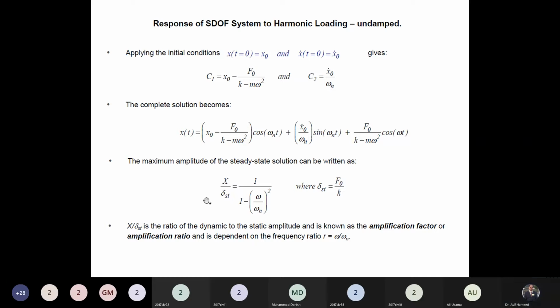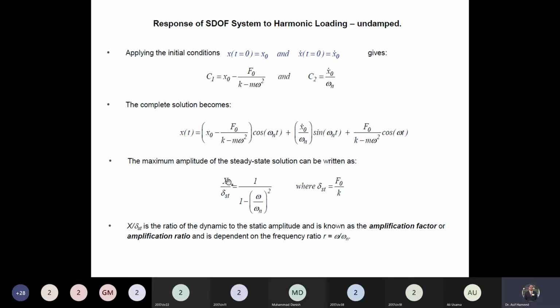If you remember, we defined the term delta ST. Delta ST is the equivalent static displacement because of the equivalent static force equal to F naught. F naught is the amplitude of the harmonic loading. And here, if we have the equivalent force, which is equal to the amplitude of the harmonic loading, the static displacement will be equal to the applied force divided by the stiffness. And then we derived this expression on the board. Capital X over delta ST equals 1 over 1 minus omega over omega n squared.